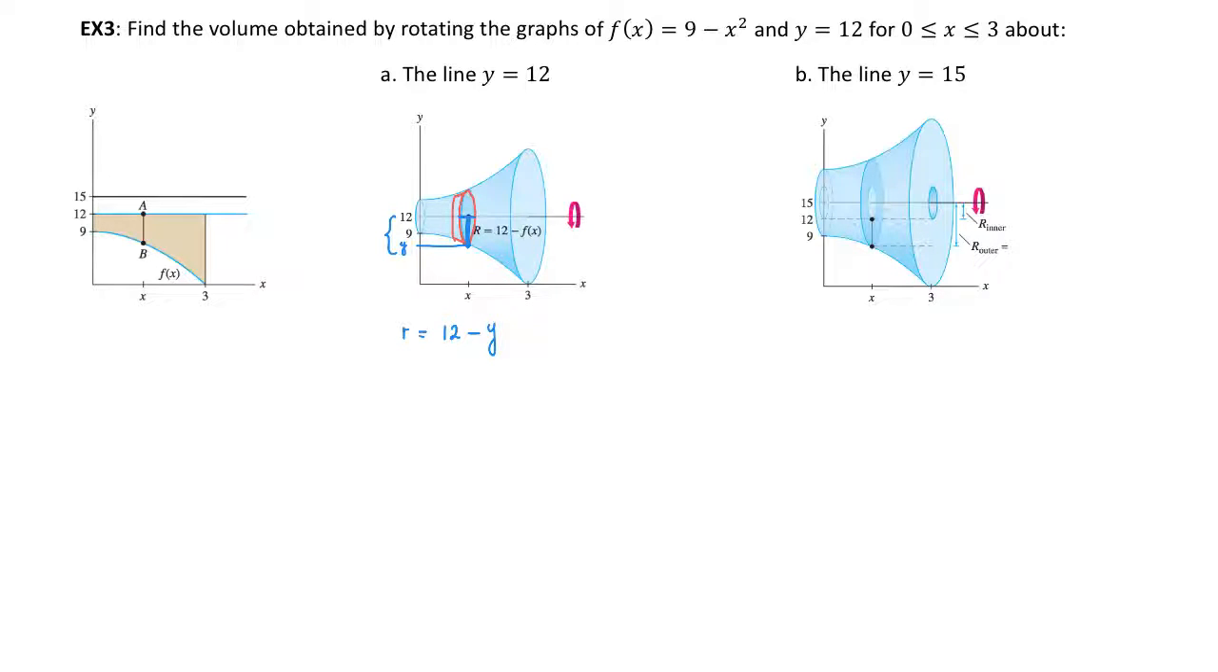And I know that the y that I'm talking about is this y right here that happens to be on the parabola. So then I'm going to go ahead and write 12 minus (9 minus x squared). That's going to give us 12 minus 9 plus x squared, which is going to be 3 plus x squared.